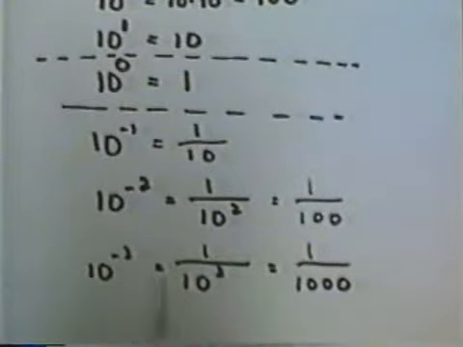10 to the negative 3 means I would divide by 10 again. So I'd have 1 over 10 cubed. 1 over 10 cubed is 1 over 1,000.